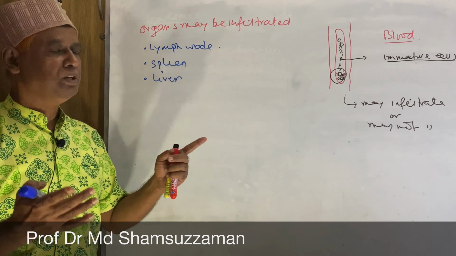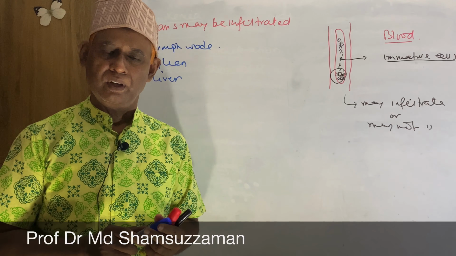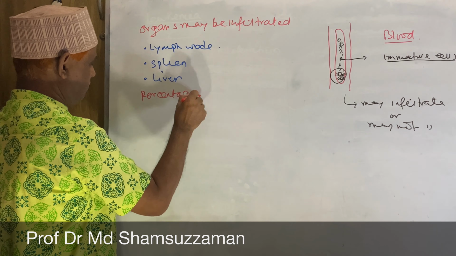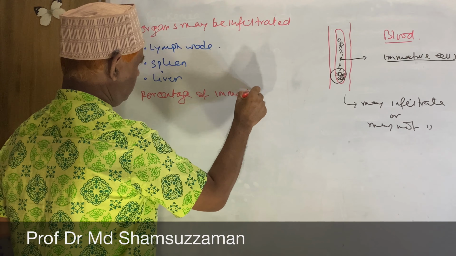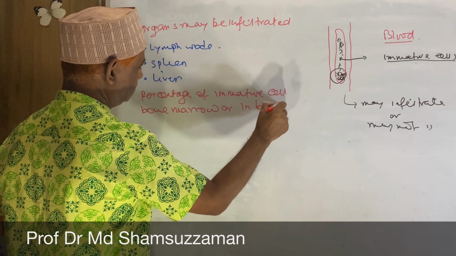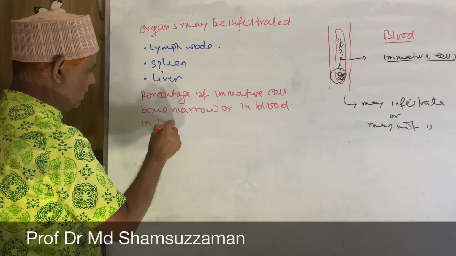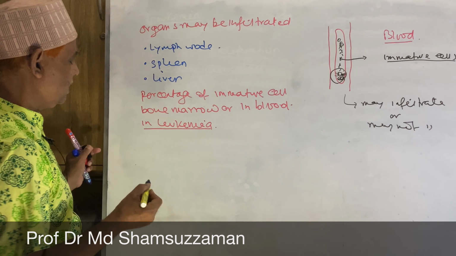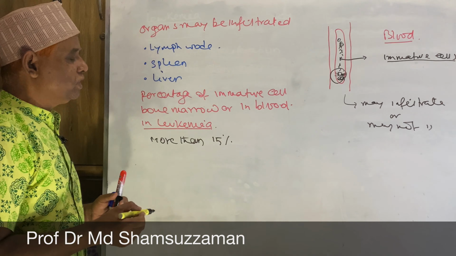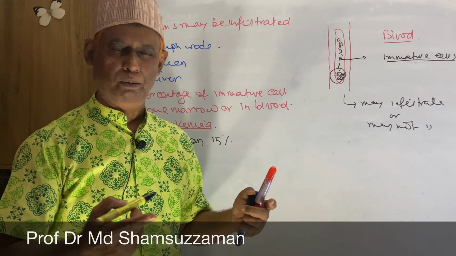Now, what percentage of immature cell or leukemic cell is required in the peripheral blood or in the bone marrow to declare it a case of leukemia? The percentage of immature cells in bone marrow or in blood in leukemia should be more than 15%. If more than 15% immature cells are found in bone marrow or in the blood, it is called leukemia.